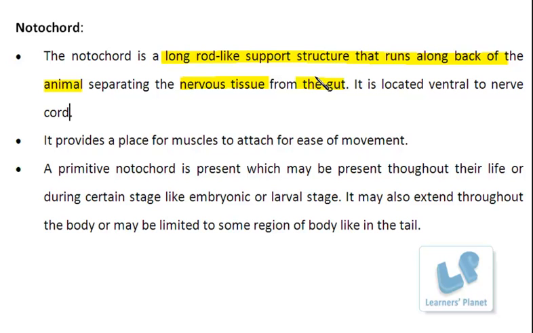And such a structure is not at all present in the invertebrates, right? Besides this, it is located towards the ventral side of the nerve cord. That means if we consider the lateral side of the organisms, then at the topmost, towards the dorsal side definitely, there will be a nerve cord, then there is the notochord, and then there is the gut region. So this is how these structures are arranged, and the notochord is providing support as well as a separation for these two structures, right?